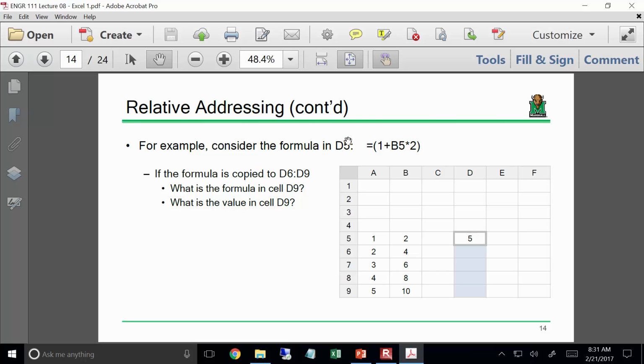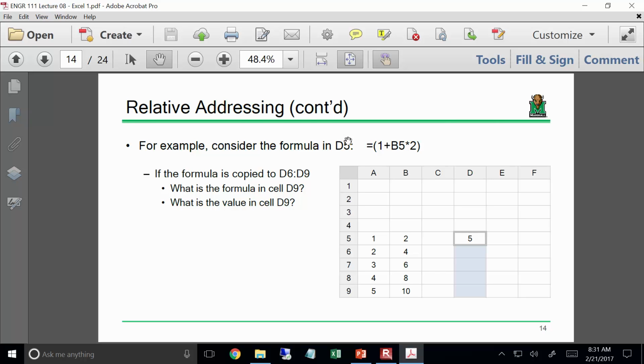Okay, so I have here a bunch of numbers typed into some cells on a spreadsheet. So I've got 1, 2, 3, 4, 5, 2, 4, 6, 8, 10. And I enter in a formula right here. Okay, so the formula that I enter in is this.